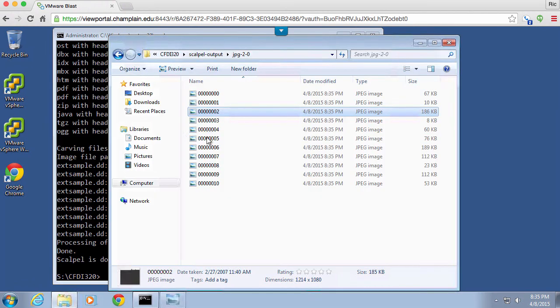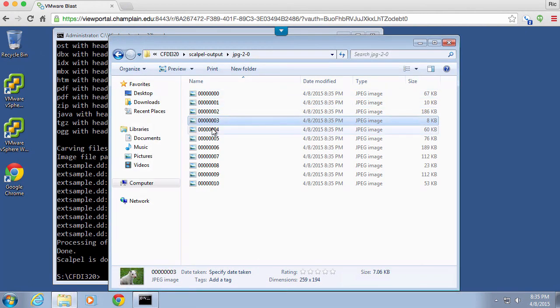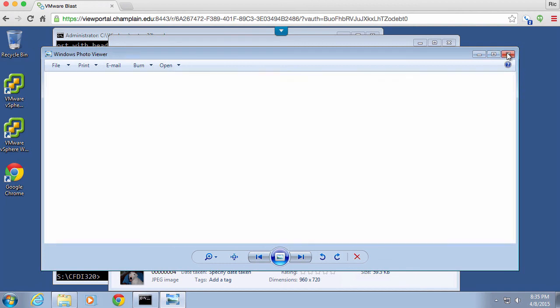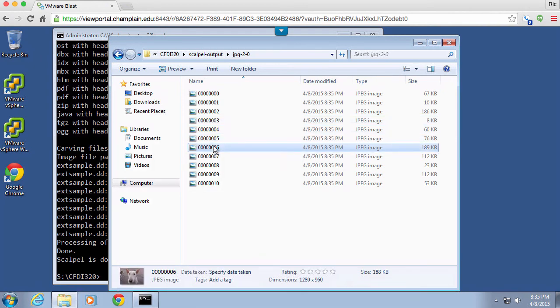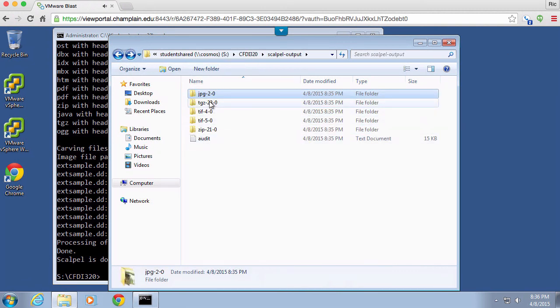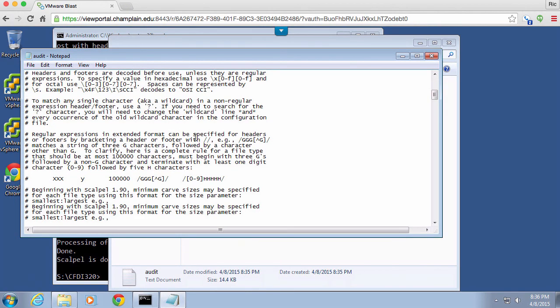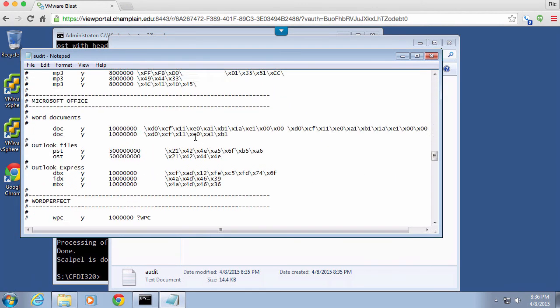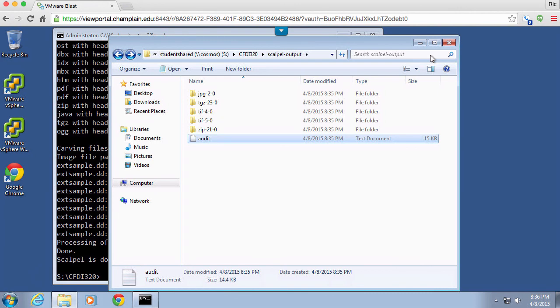So the images that you get back aren't always going to be perfect, but you can get a pretty good sample of images that have existed on the disc at one point or another. It looks like we've got a pretty good sample of images on this particular drive. And you did see some other file types. It looks like it found some tar gzip files and then a zip file as well. Of course, there's an audit log for the specifics around what it located and the configuration file that was used in that particular run of Scalpel.